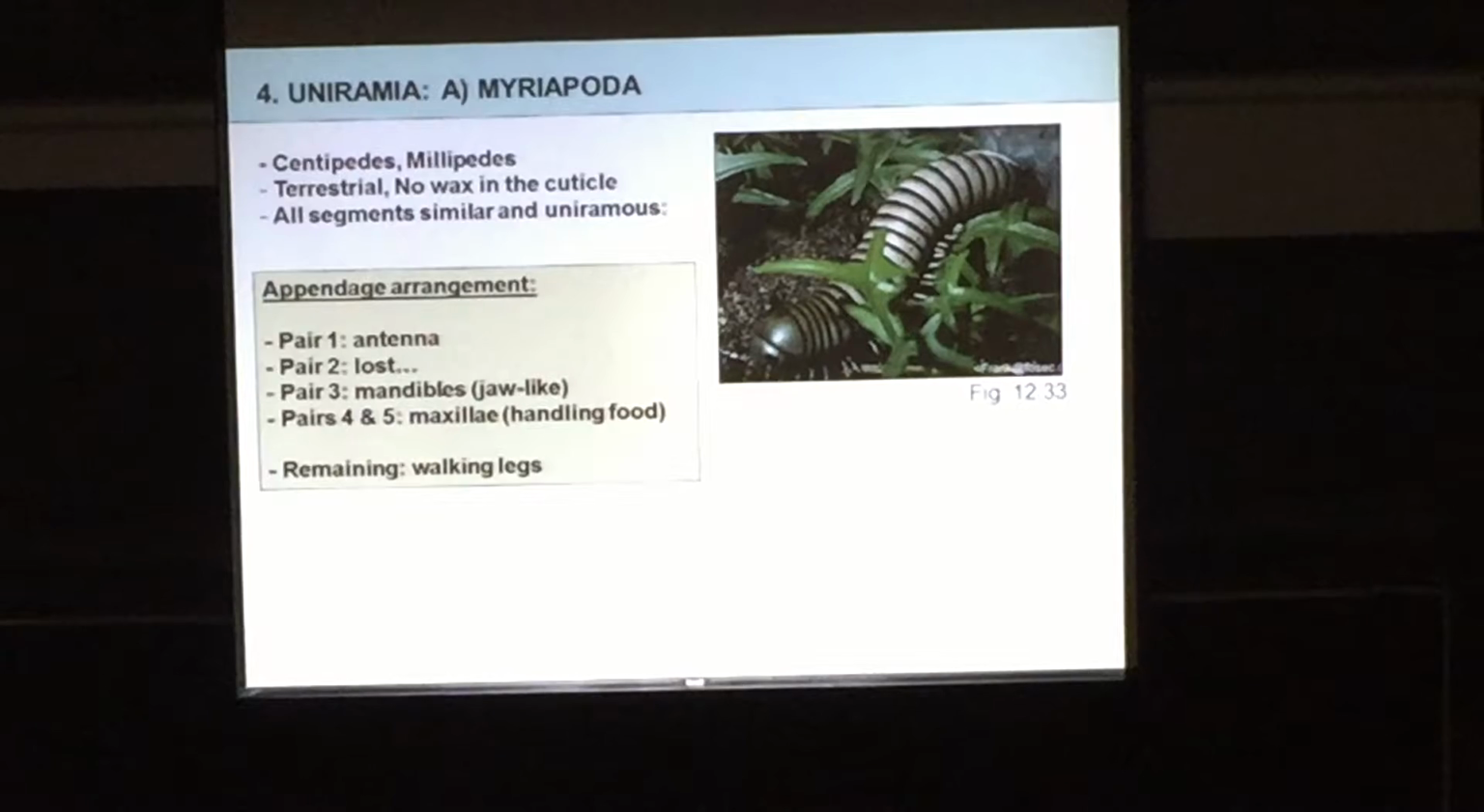Okay? So now the appendage arrangement: the first pair of appendages are the antenna. The second pair of appendages have been lost. The third pair are the mandibles. And in these animals, mandibles move this way, very much like a crayfish. Pairs 4 and 5 are the maxillae, which you saw in the crayfish as well.